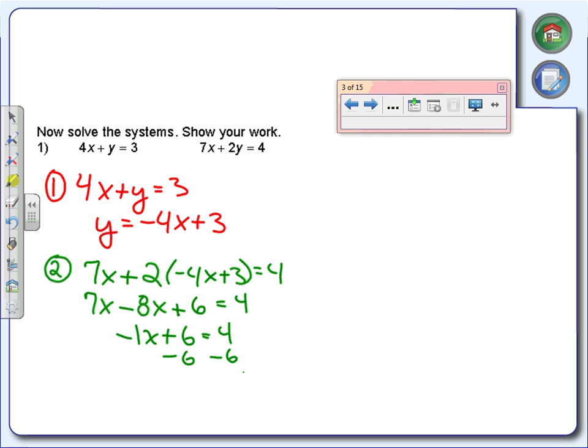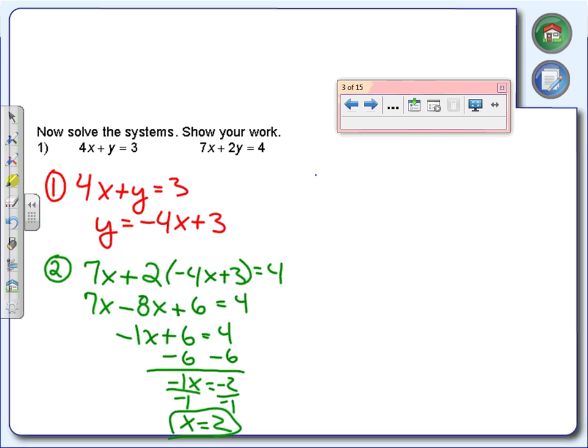Let's subtract 6. 4 minus 6, what's 4 minus 6? Negative 2. We're almost there. Divide by negative 1. And a negative 2 divided by negative 1 makes it a positive 2. So our x value is positive 2.